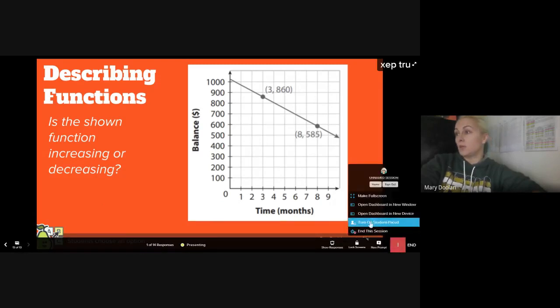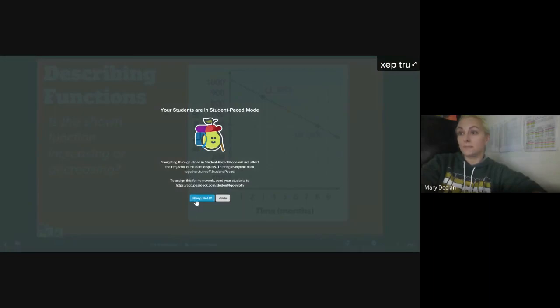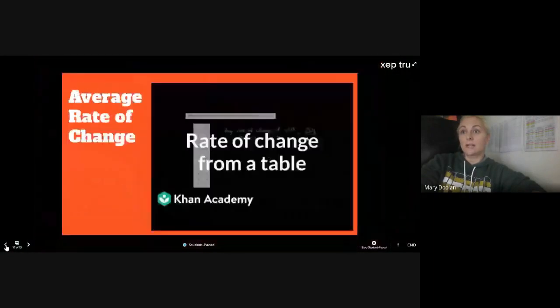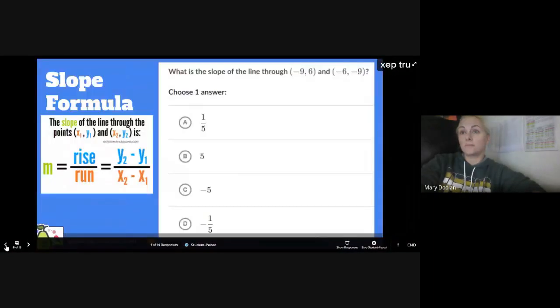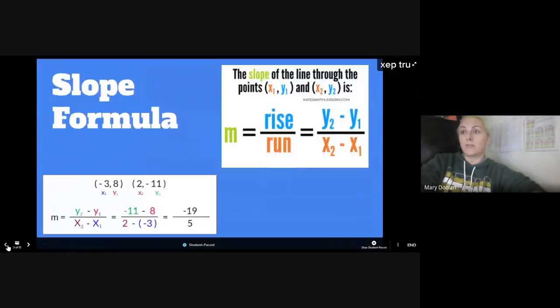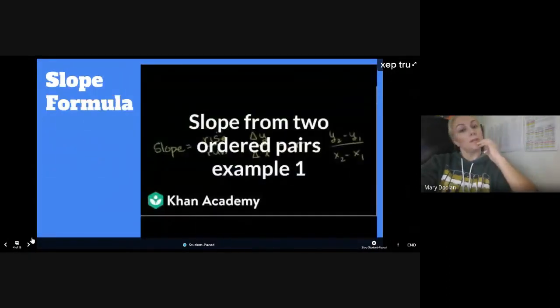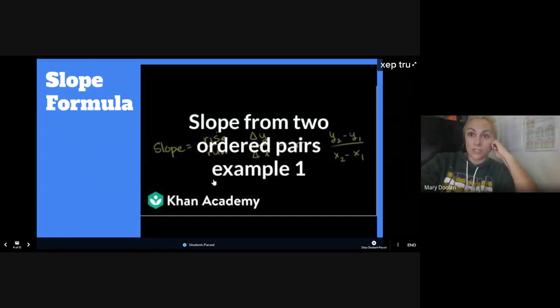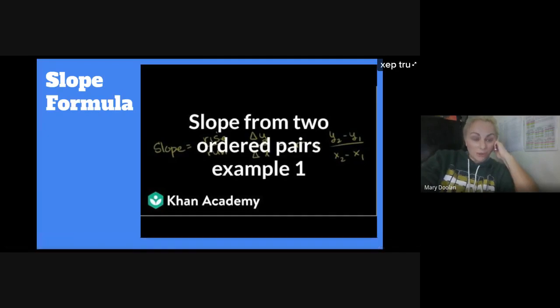All right, I'm going to put you on student paste. Okay, I'm going to go back to where you should start at, which is slide 4, slope formula. Okay, so watch this video and then you're going to try some of these problems. I'm going to give you feedback by going through what you're doing and marking the stars when you get it correct, okay? If you have any questions, I am available on chat in the Meet.